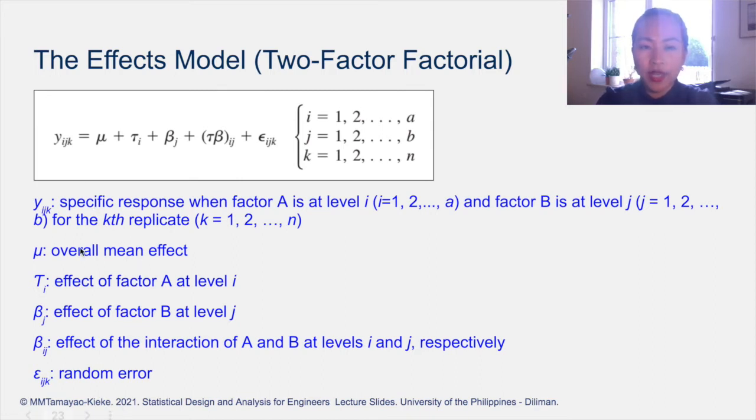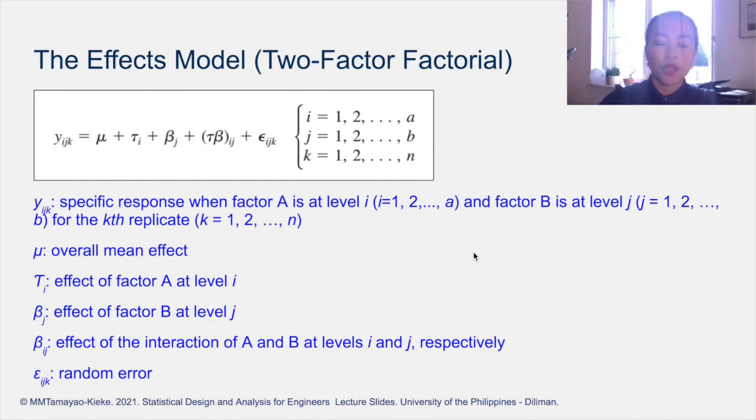Y sub ijk is the specific response when factor A is at level i and factor B is at level j for the kth replicate. Mu is the overall mean effect. Tau sub i is the effect of factor A at level i. Beta sub j is the effect of factor B at level j. Tau beta sub ij is the effect of the interaction of A and B at levels i and j respectively. And epsilon sub ijk is the random error.